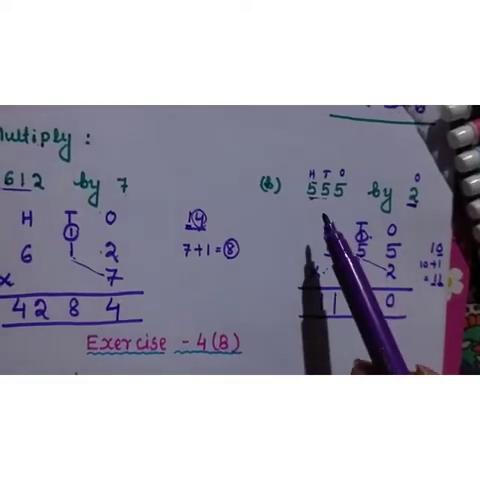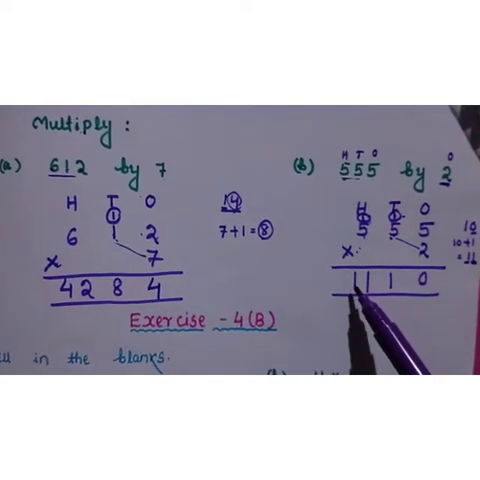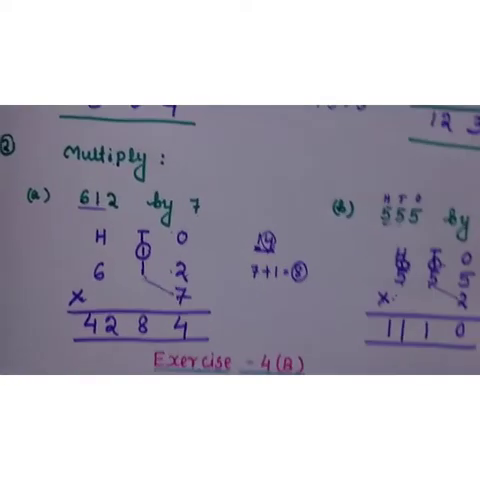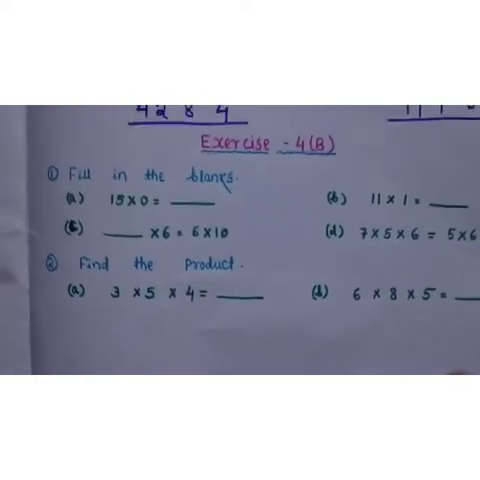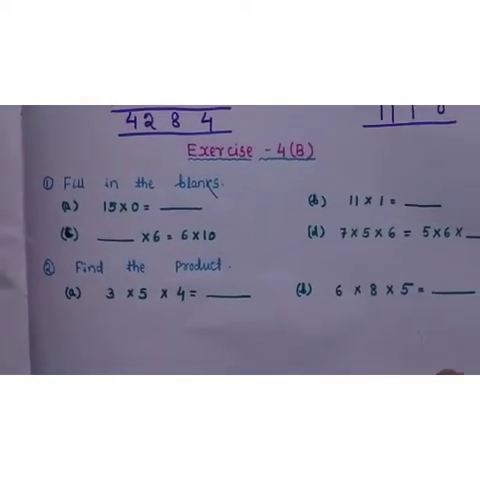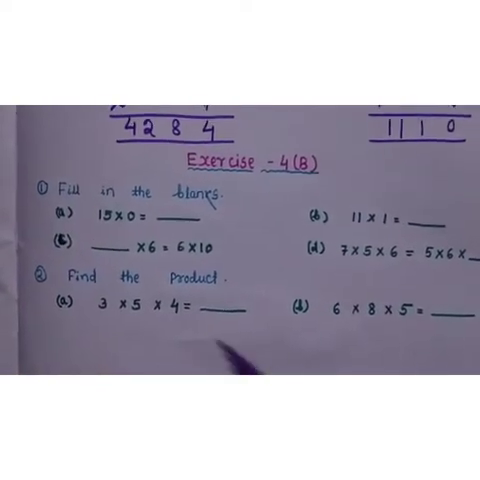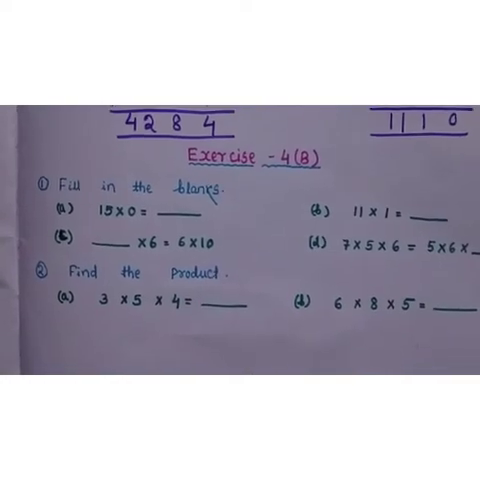So here students, the product of 555 by 2 is 1110. Understood? Now let us solve another exercise. See exercise 4B. See the one number, what is given here. Now fill in the blanks. That means for one number, you find out the value by using the properties.